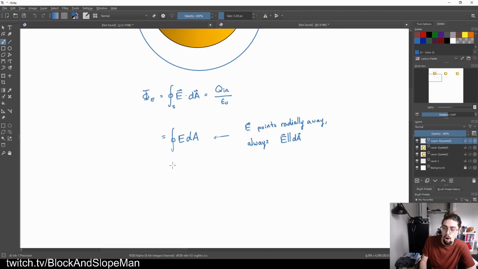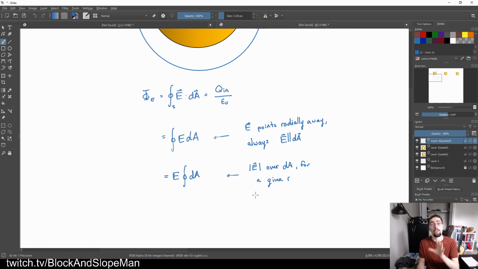Okay, now I can also say that, I drew that a little bit too early. I can pull E outside of my integral because E is constant magnitude over dA for a given r. And this is, again, because I picked a Gaussian surface that perfectly matches the symmetry of my object.